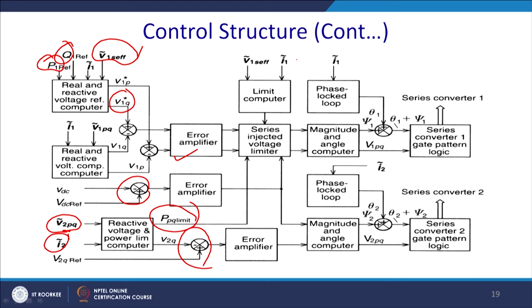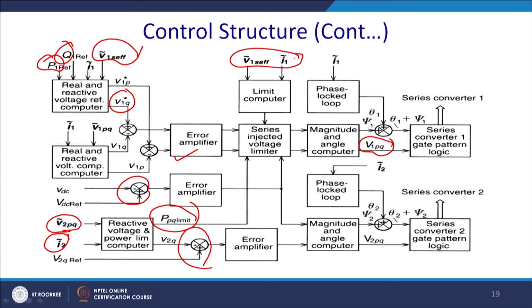Essentially, the limit will be set by Vs1 and Is1, and thus it will generate the amount of the injections of the voltage required. This will be the magnitude and the angle computing computer, and this will compute the amount of the V1PQ required, and will sense I1.